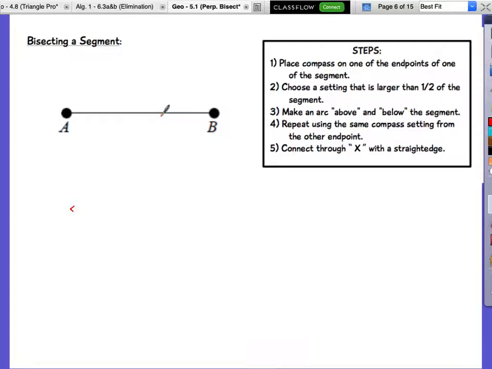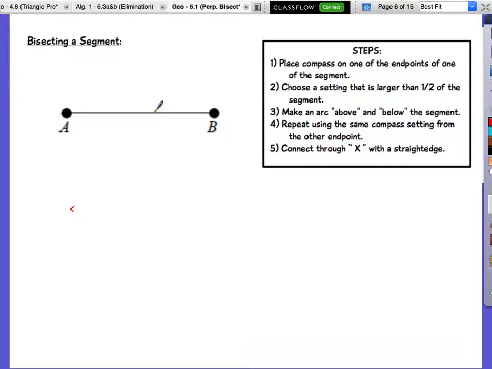Does anybody need help changing the setting on theirs? I got it, I just pulled it. So you don't tighten and loosen it, you just do that. Okay, and everybody getting that? Okay, awesome.